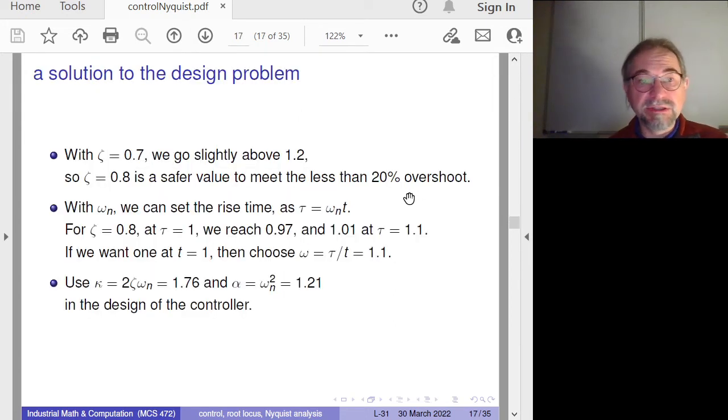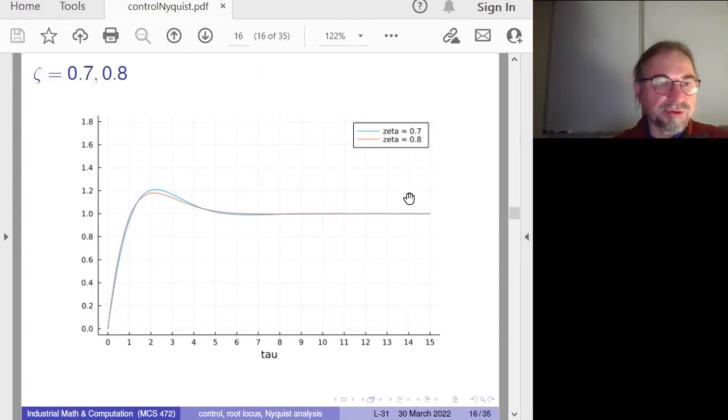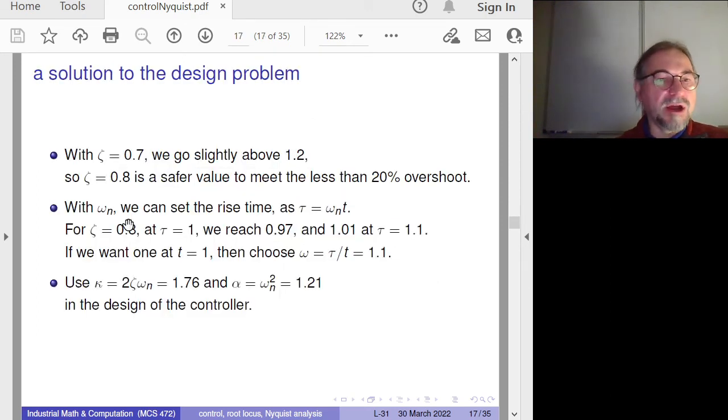Okay, so that actually solves the design problem. So what do we have? So we pick 0.8 for the safer value for zeta. So the overshoot is less than 20%. We can then set the rise time by going back to the original time. So we have the normalized time tau, and actually we see that for zeta equals 0.8, and you can see this from the picture also, we get already very close to 1. Actually, we have 97% already of the 1.